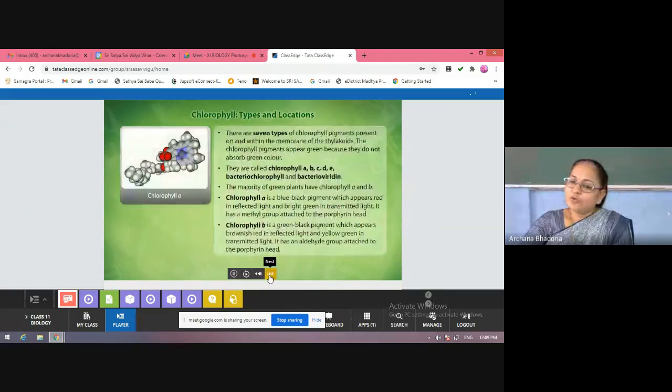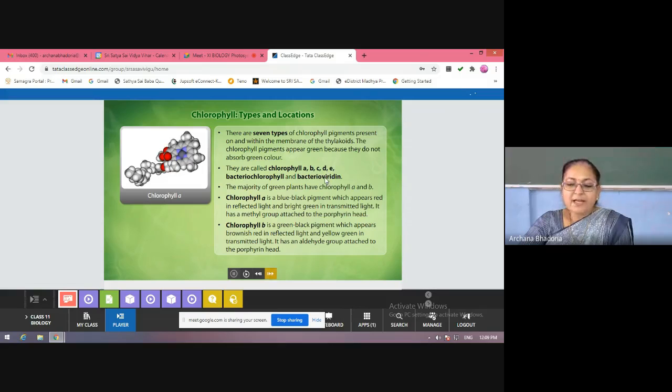Okay, now take up the chlorophyll types. So there are 7 types of the chlorophyll pigments. So put the subheading chlorophyll types. So there are 7 types of chlorophyll pigments, children, present on or within the membrane of thylakoid. And they are green because they do not absorb green color. Now what are they? So write it A, B, C, D, E. So 7 types, and the other ones bacteriochlorophyll and bacterioviridin.